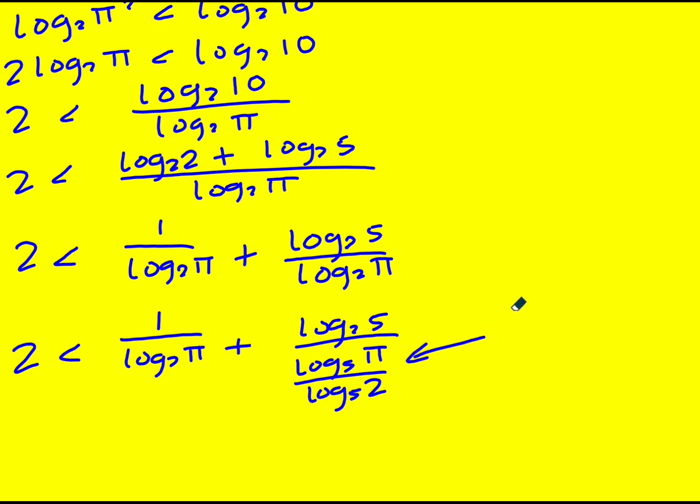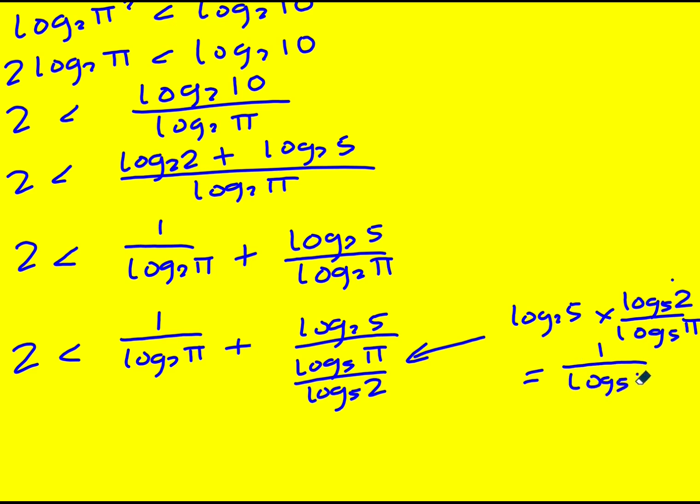And this here is going to become log to base 2 of 5 times log to base 5 of 2 over log to base 5 of pi, which actually simplifies. These two multiplied to give 1 at the top. We get 1 over log to base 5 of pi. And so finally, 2 is less than 1 over log to base 2 of pi plus 1 over log to base 5 of pi, and we're done.